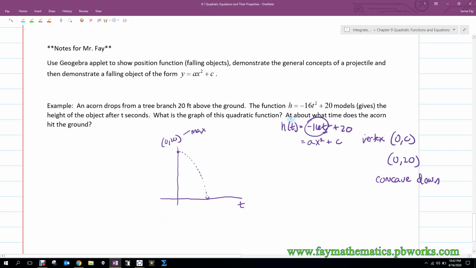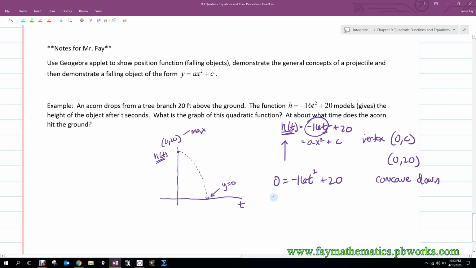Now the question is, when does this thing hit the ground? Well, what would the y value be right there when it hits the ground? The y value would be 0. Y equals 0. Well, the y value is the h of t, it's the height. So if I plug in 0 there, 0 equals negative 16 t squared plus 20, we should be able to solve this equation.